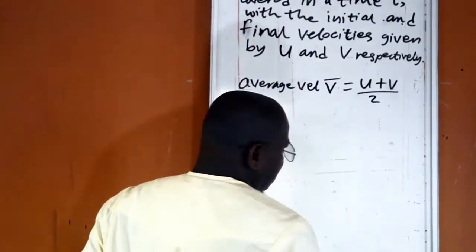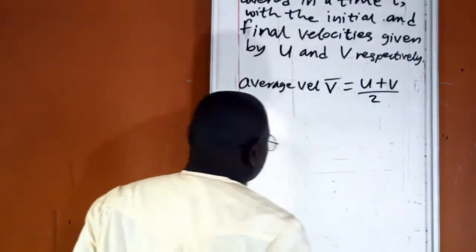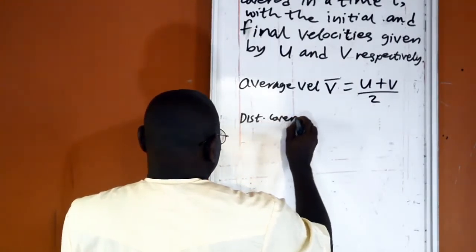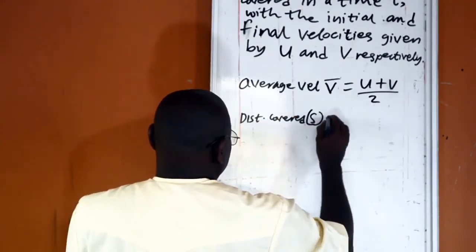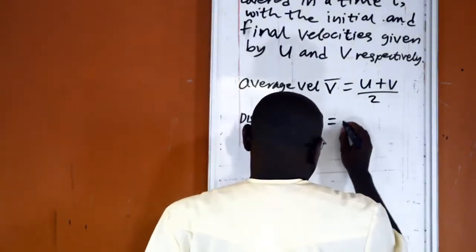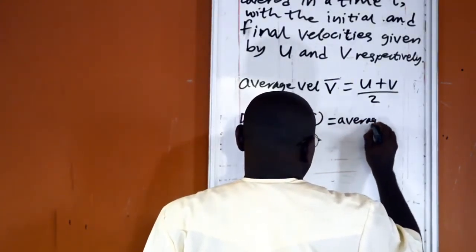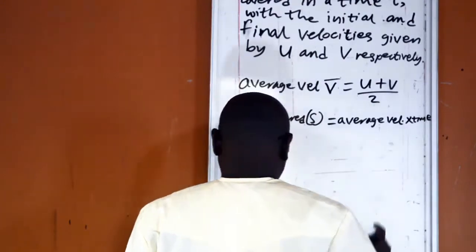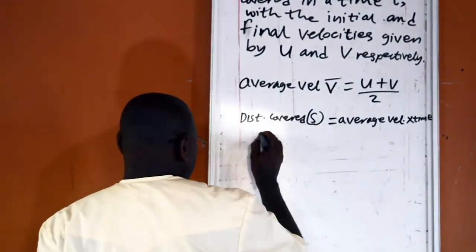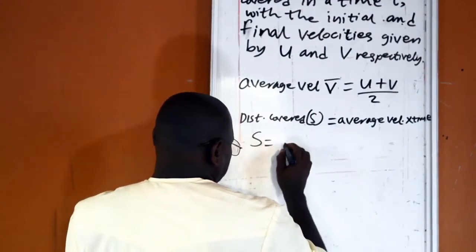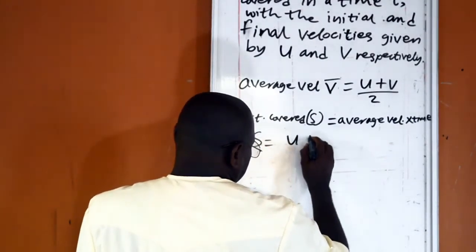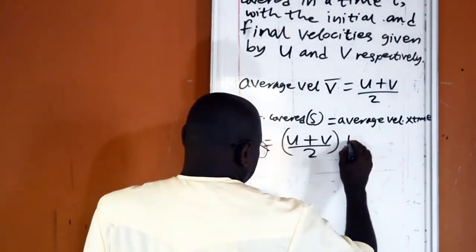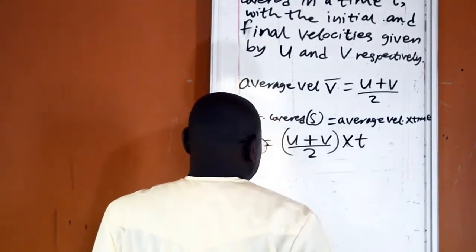Now, the distance covered by this car will be given by distance covered is equal to average velocity times time. We use S to represent distance covered, (U + V) over 2 to represent average velocity, and T to represent time.